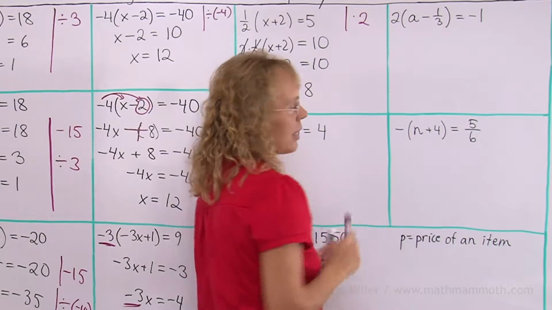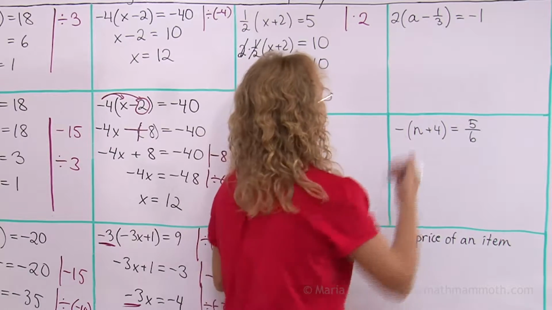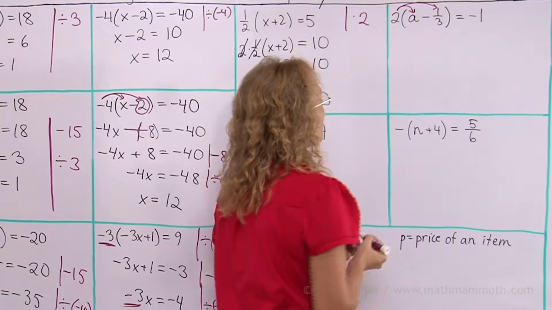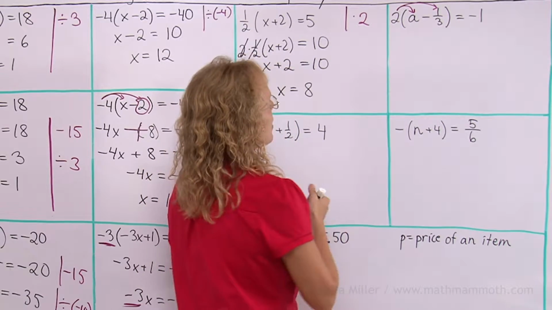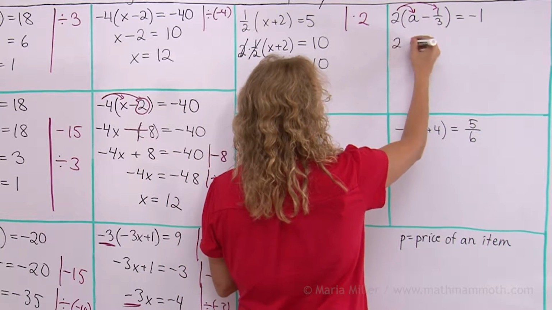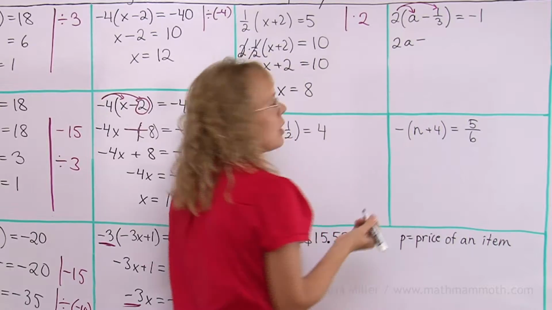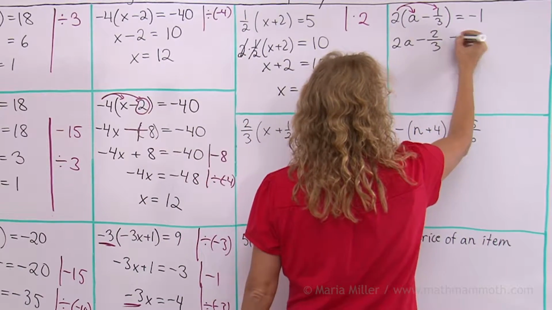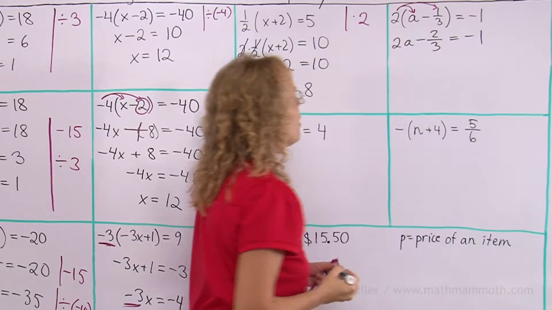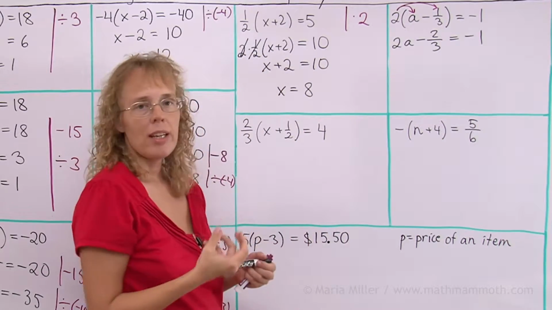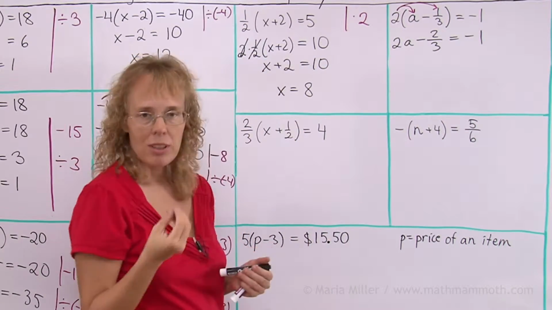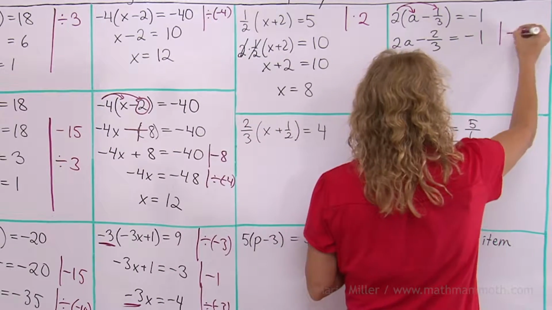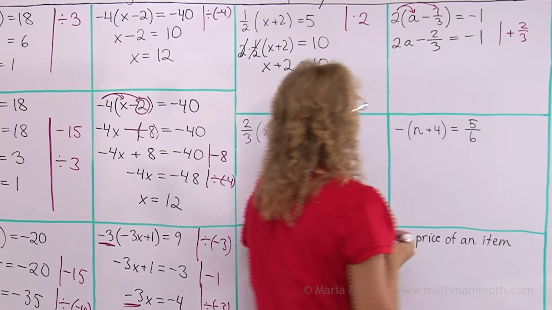Over here, I think I will use the distributive property this time and go 2 times a and 2 times 1/3. Let's see, we have 2 times a, that's 2a, then minus, and then 2 times 1/3, 2/3. Okay, now we solve it normally. That's 2a and then minus 2/3. I want to get rid of the minus 2/3 by adding 2/3 to both sides.